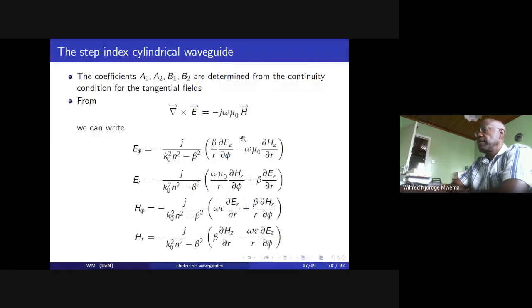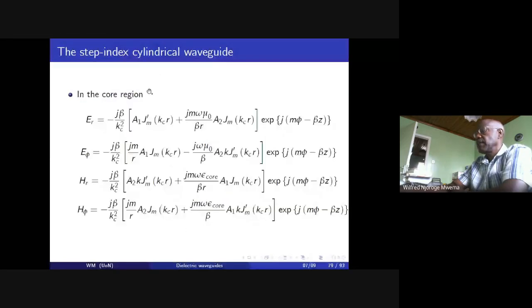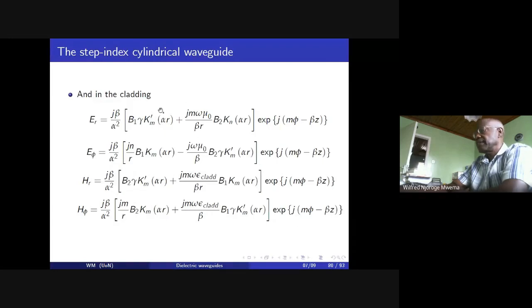And from the curl of E equal to minus j omega mu naught H, we can therefore write the field components as shown there, where we have just used the curl equations, and in the core, we have those kinds of values. These expressions, of course, look quite weird, and that's why we didn't want to look at the round dielectric media or slabs. And in the cladding, that should be the same kind of expressions.